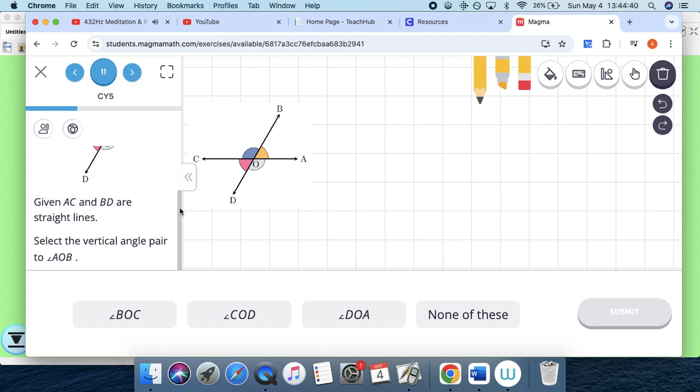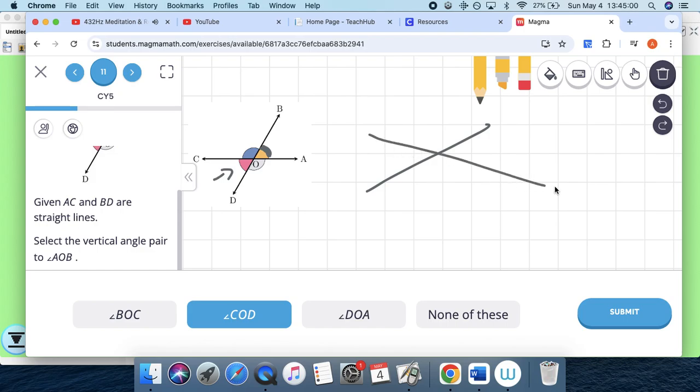Given AC, there are straight lines. Select a vertical angle paired to angle AOB. All right, angle AOB. So we're talking about this angle right here. Which is its vertical angle? It would be this one. Put an arrow. Angle COD, right there, right across from it.